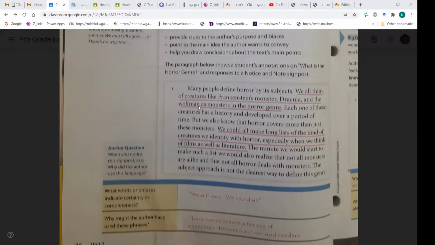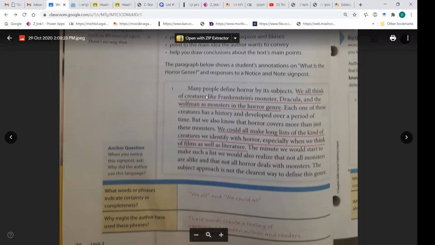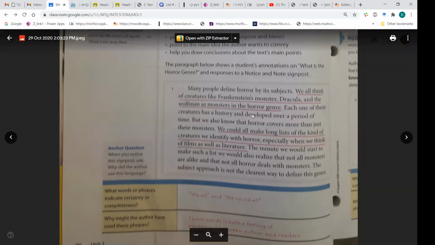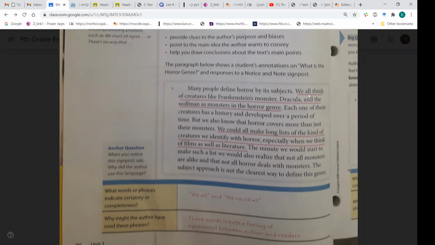So let's read this. But first we're going to read an essay about what is the horror genre. What is this genre? Many people define horror by its subjects. We all think of creatures like Frankenstein's monster, Dracula, and the Wolfman of monsters in the horror genre. Okay, so again, this word all is a very extreme statement. We all think that? Okay, well, you all think that. You think that the person who wrote it.